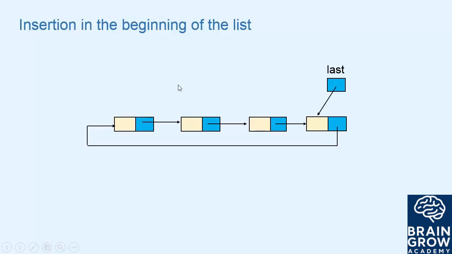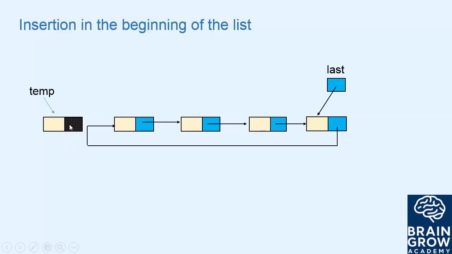In this video, we'll see how to insert a new node in a circular linked list. First, we'll see how to perform insertion in the beginning of the list. We allocate a new node. Now this node will become the first node. So link of this last node should refer to this node.